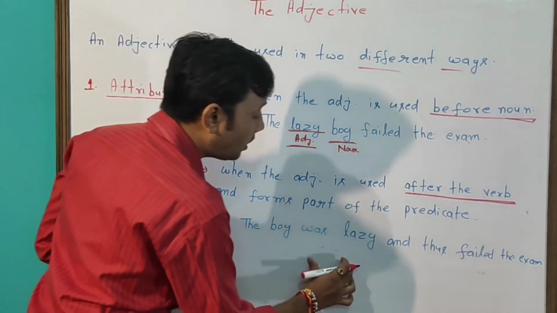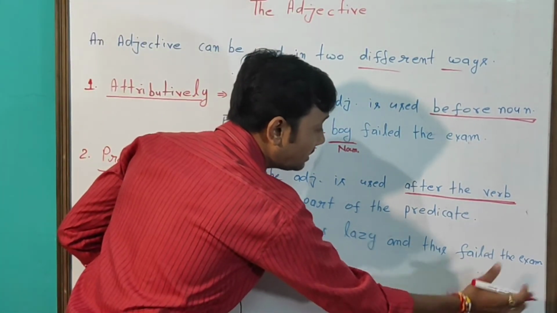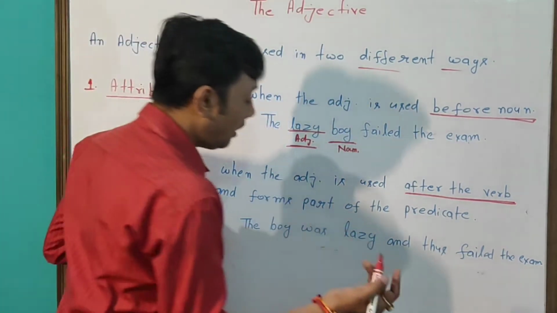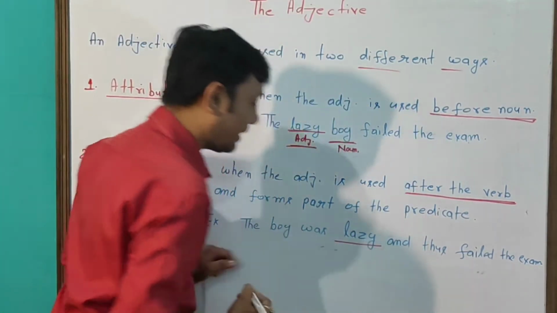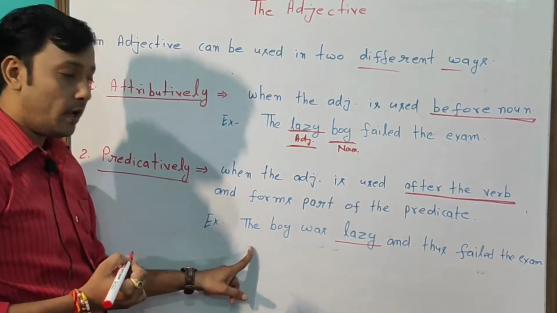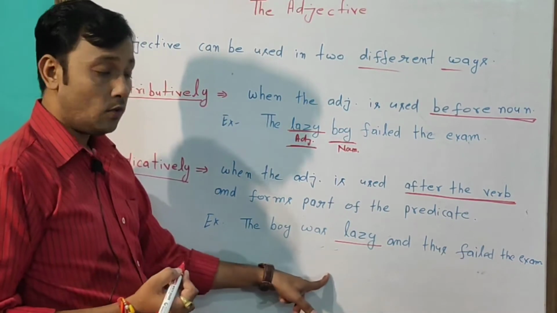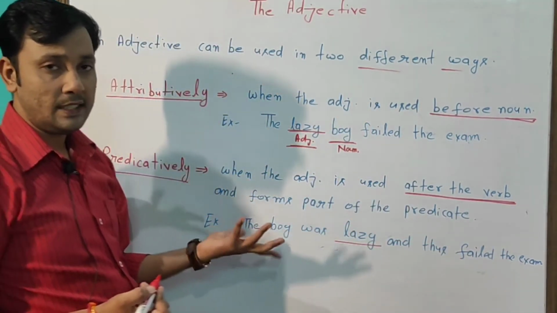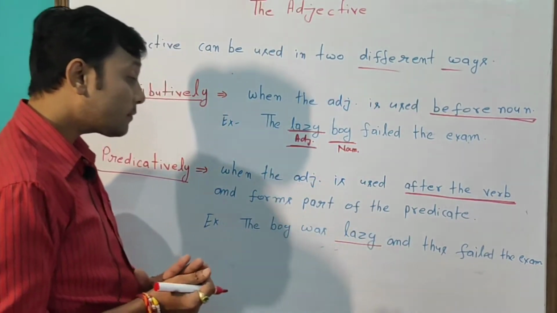See, the boy was lazy and thus failed the exam. I already told you how to find out the adjective. This word lazy is the adjective, and this word lazy is describing the boy. The boy was lazy and thus failed the exam. That's the reason the boy was lazy, that's the reason he failed the exam.